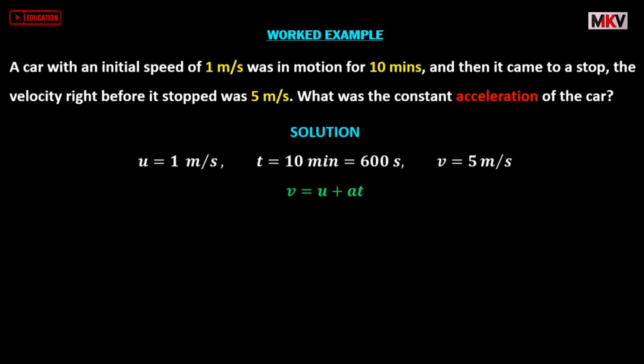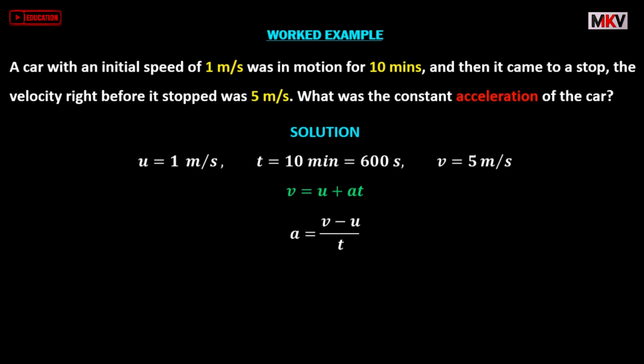So we are looking for acceleration. Therefore, we have to make acceleration the subject of this equation. So acceleration gives us v minus u all over t: final velocity minus initial velocity all over the time.